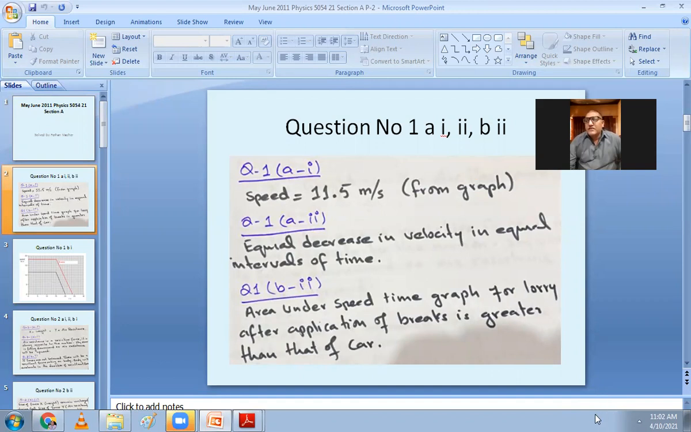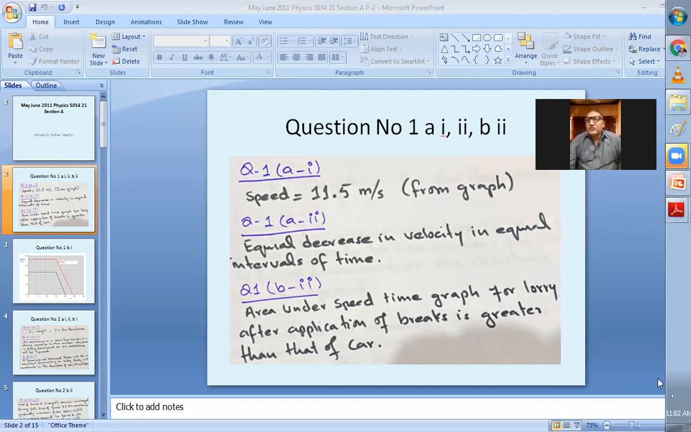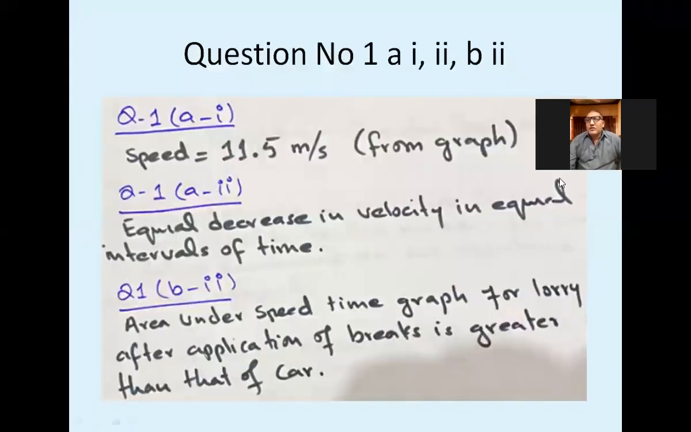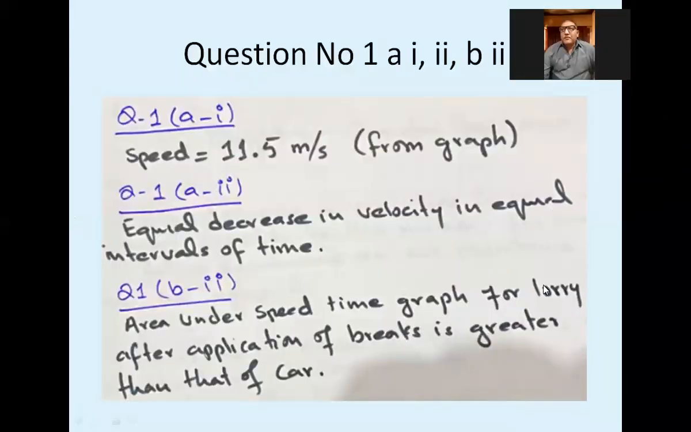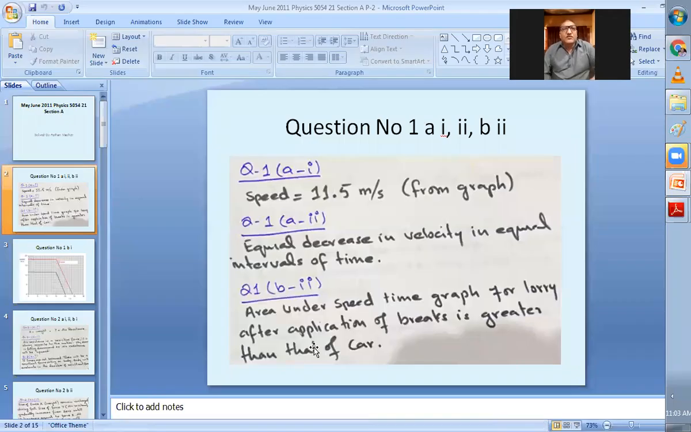Hopefully this is showing on your screen. Let me show you. Okay, so increase the size. Here we go. So the equal decrease in velocity in equal intervals of time, that is called uniform deceleration. This is called uniform deceleration. So let's move to the next part.